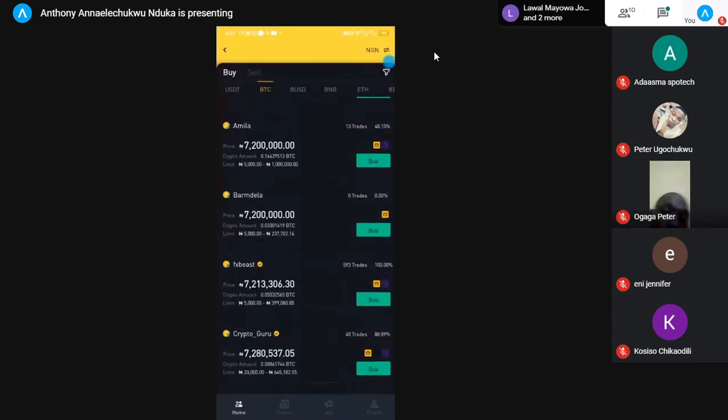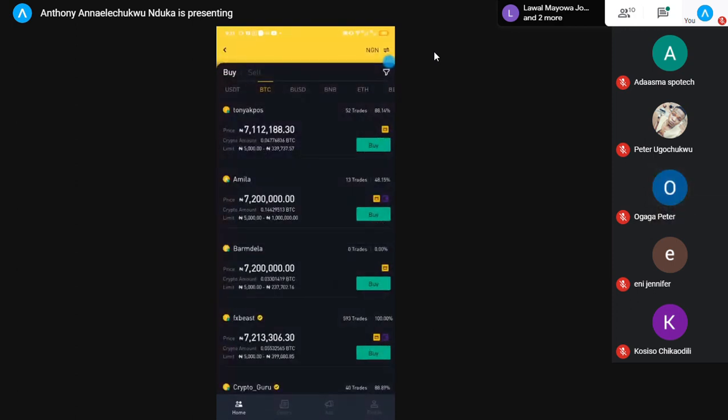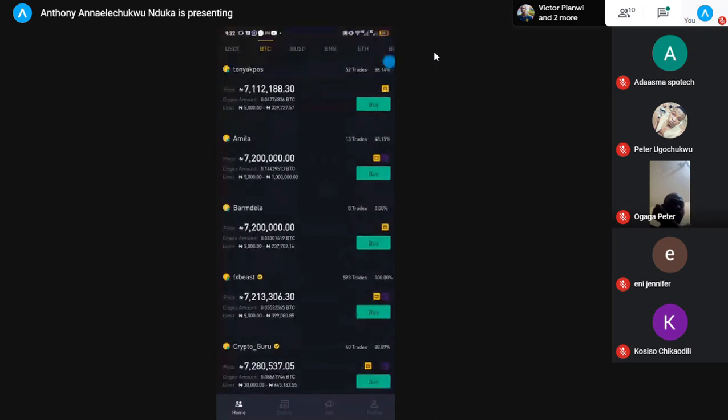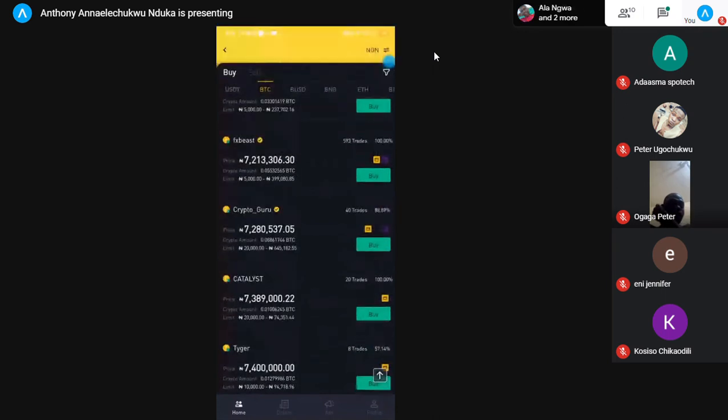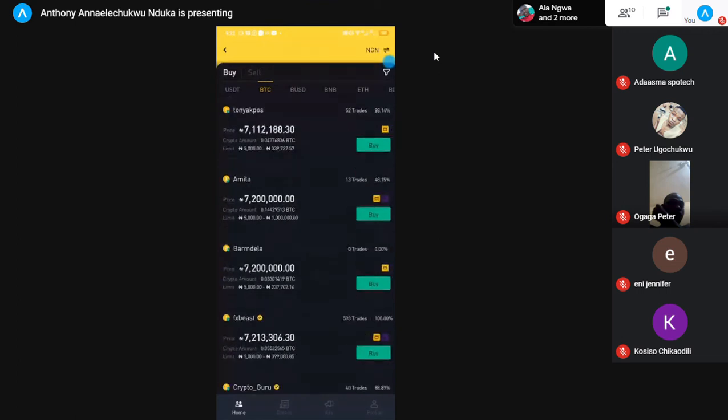If you're looking at this list, these are people who are already selling Bitcoin. You have Tony Akbos, you have Amila, you have Bamdela. If you look at each of their trades, you're going to see the price at which they are selling, the amount that they have, and the limit that they can sell to you. So you can only buy from Tony Akbos from 5,000 Naira and above. Amila, 5,000 Naira and above. Okay, Crypto Guru, you can buy from 20,000 Naira and above, something like that. So it depends on the amount you want to buy.